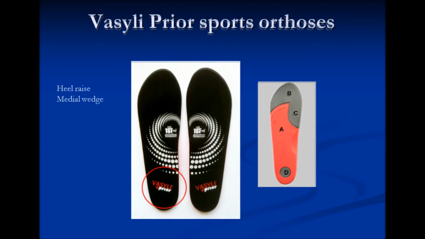At the heel, there is a small raise to try and counter the flat nature of the boot. This is also angled so that it is slightly higher on the inside compared to the outside to try and improve the position of the heel. This is termed a medial wedge.